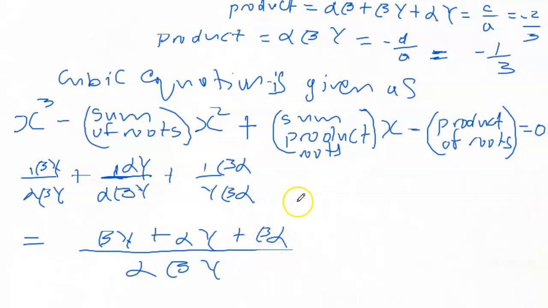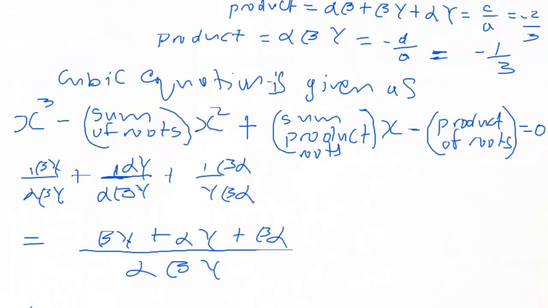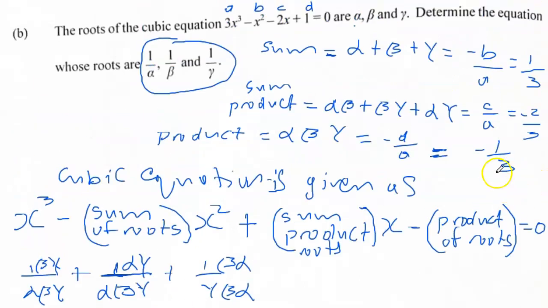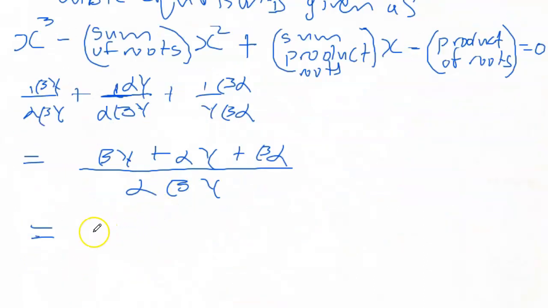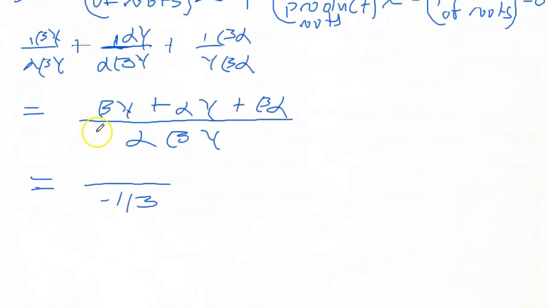So notice in the numerator, what we have here, in the denominator, is alpha times beta times gamma. Now we found from the equation that we're given that alpha times beta times gamma is negative 1/3. So the denominator is negative 1/3. The numerator is the sum of products, and we found that to be negative 2/3. So the numerator, the sum of products, is negative 2/3.